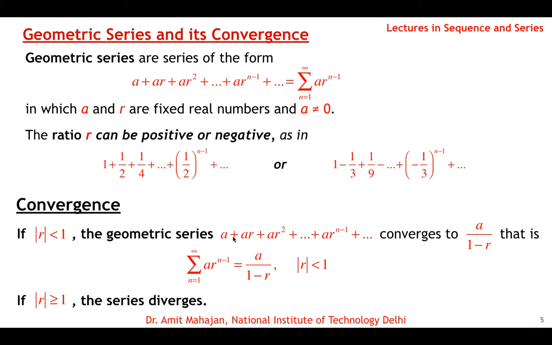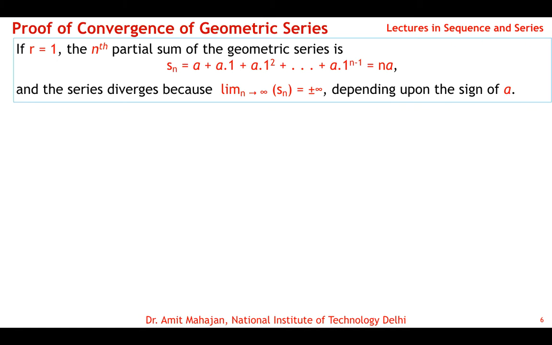In that case, this geometric series diverges. So we'll just take the proof of this first. Okay, so for the proof of geometric series, if r equals 1, then the nth partial sum of the geometric series will be simply this.